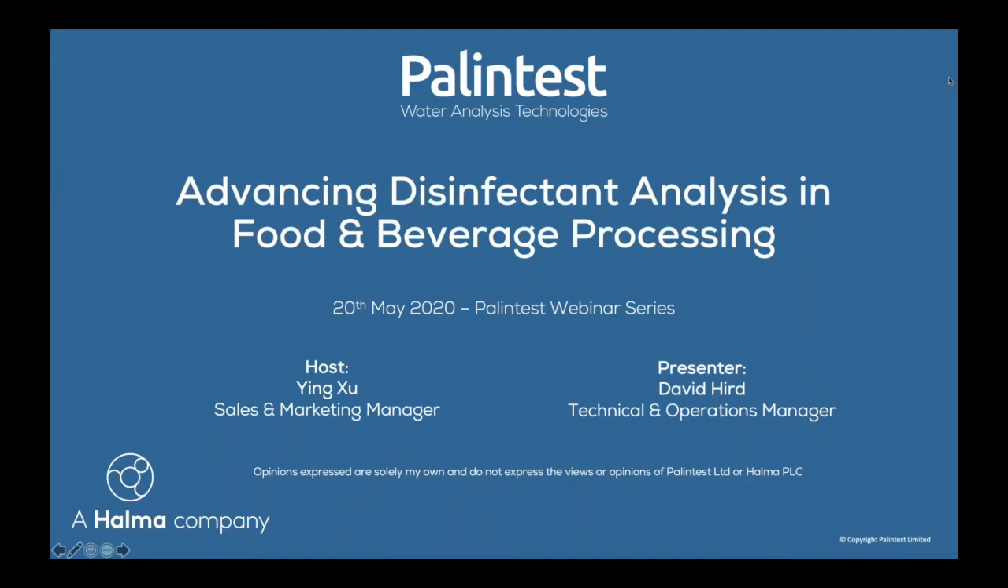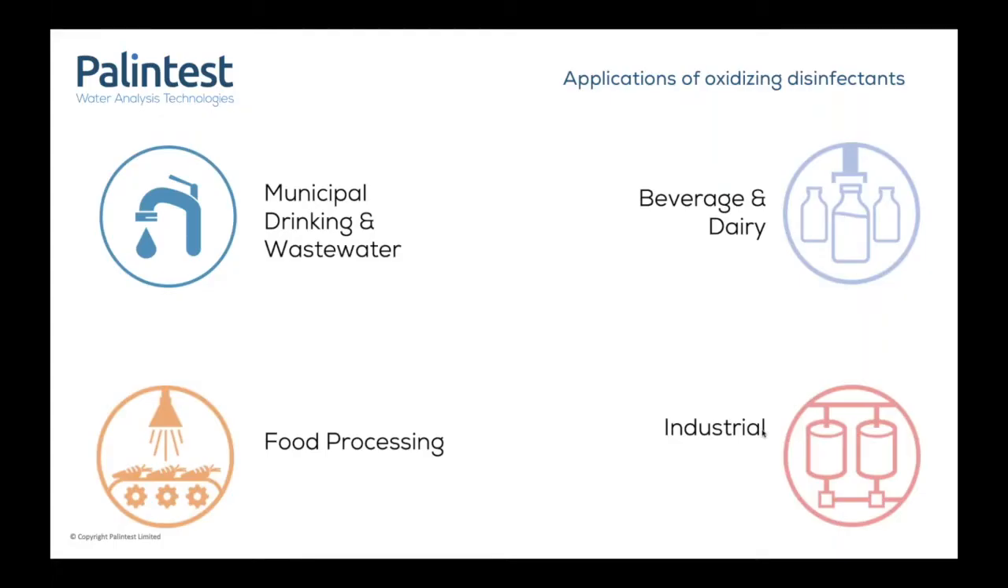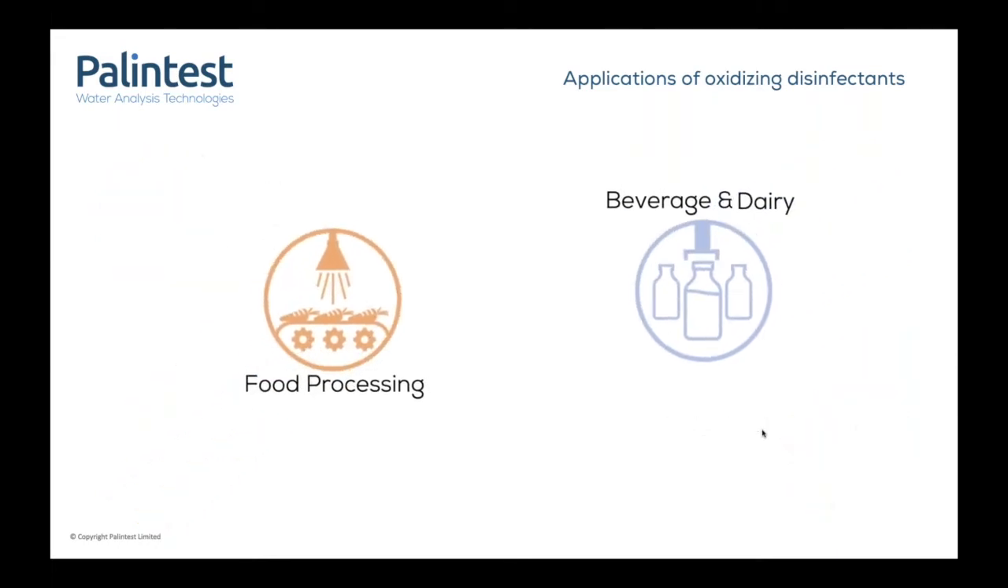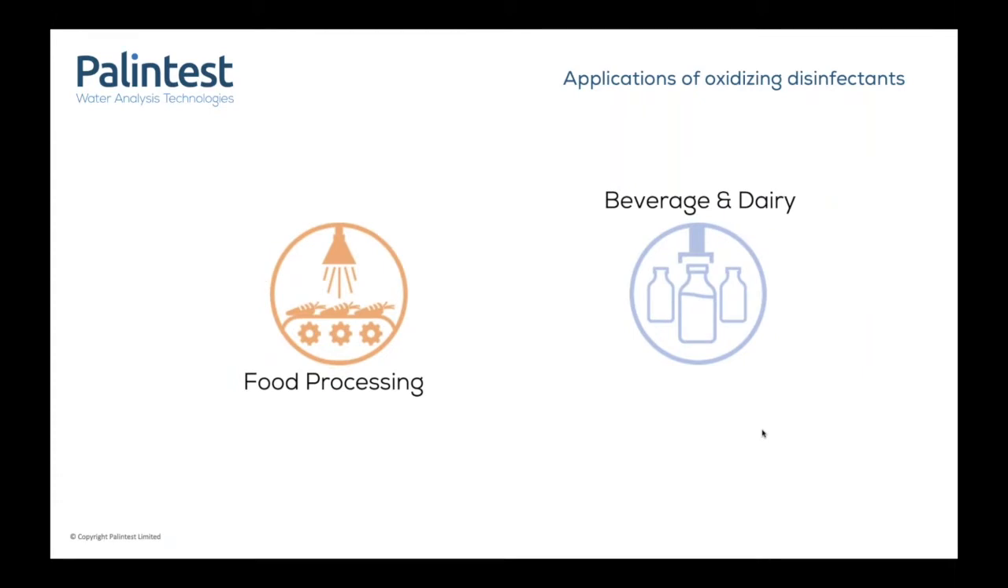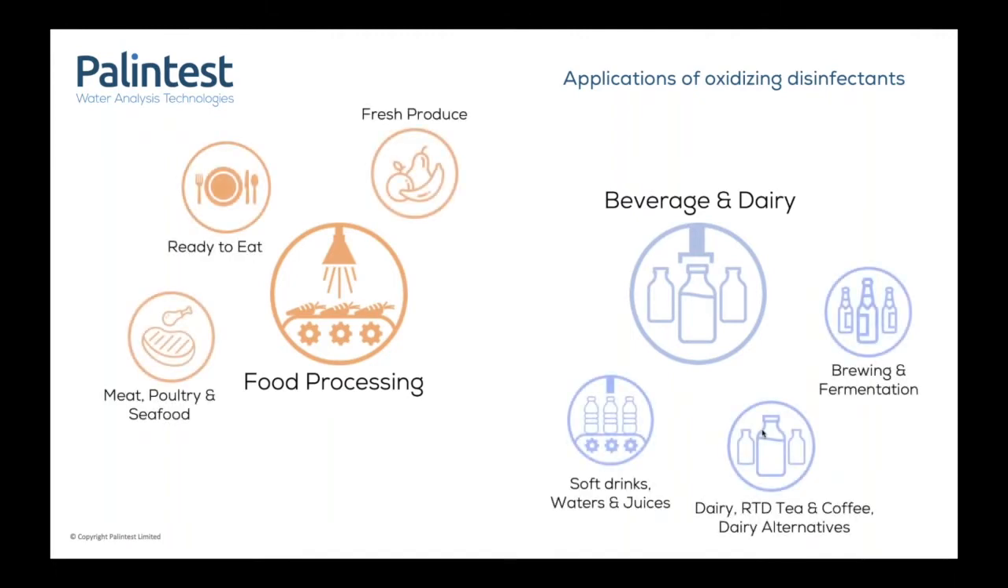So we're here to talk about oxidizing disinfectants, and they're used in many, many applications all over the world, but particularly we're going to be looking at food and beverage. Those terms, food and beverage, are really incredibly generic umbrella terms for a wide variety of sub-applications, whether it's meat, poultry, and seafood, or ready-to-eat bagged salads, through to bottled water and soft drinks, even brewed products like beer and kombucha. The term food and beverage encompasses a very wide variety of products and commodities.